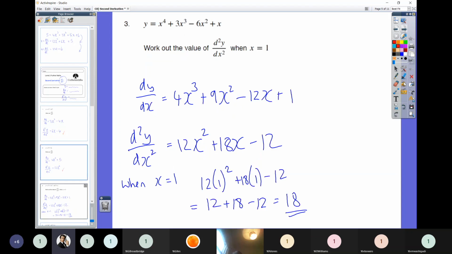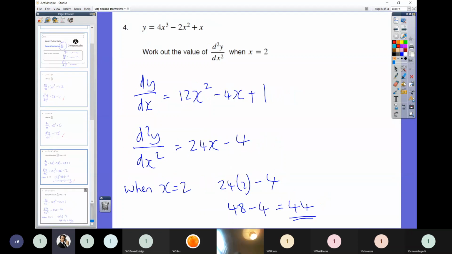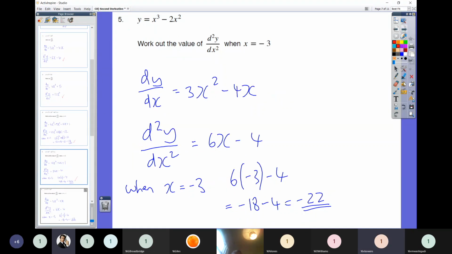Number 3, did people get 18? Yes. Yeah. Cool. This is all being taped, so you can come back and have a look at the workings if we're going too quickly for you. Number 4, did people get 44? Yeah. Question 5, did we get minus 22? Yes. Yeah.